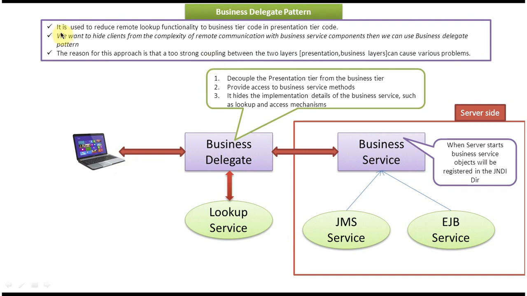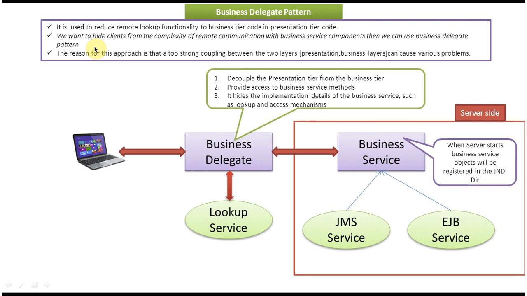You can see the first explanation here. It is used to reduce remote lookup functionality from the business tier code in the presentation tier code. So we need not write remote lookup related code in the presentation tier if we have a business delegate. That is what is mentioned in the first explanation. And the second explanation is that we want to hide clients from the complexity of remote communication with the business service component. Then we can use the business delegate design pattern.